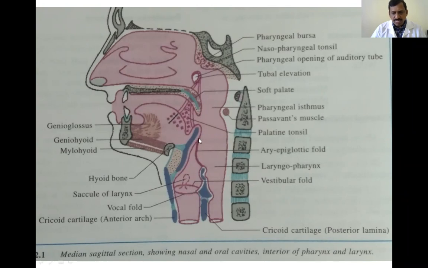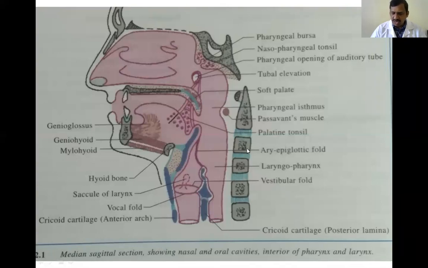And here, this is another muscle. This is the geniohyoid muscle, from the inferior genial tubercle to the hyoid bone. And this is the mylohyoid muscle, from the mylohyoid line to the hyoid bone. Next, you see, this is the vertebral column.